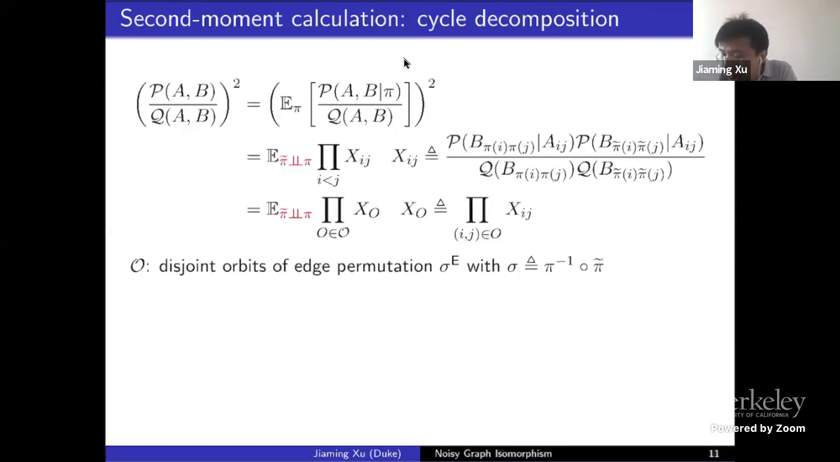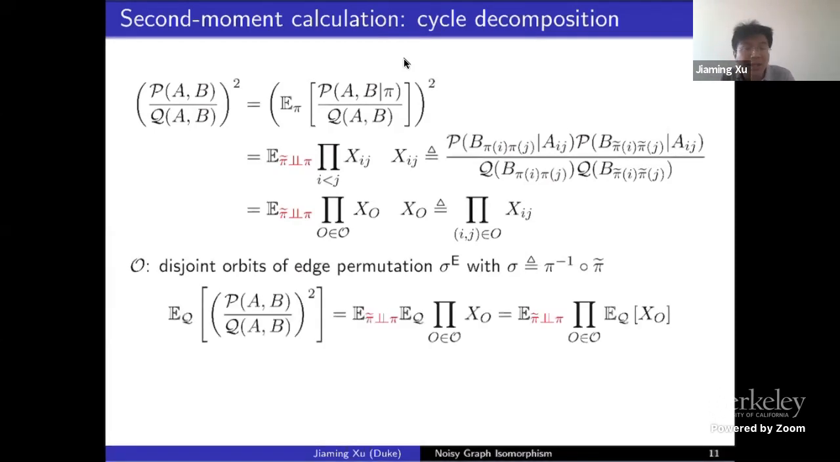The important thing here is that under the alternate hypothesis, the distribution P is a mixture distribution, mixing over this underlying latent permutation. So you plug in this mixture distribution and take the square, and this will naturally induce 2 independent copies of permutation pi tilde and pi, with the product of X_ij, and each X_ij is nothing but the likelihood ratio of the corresponding pair. And now with the cycle decomposition, we can regroup the product according to the edge orbits, the orbits of the edge permutation, where here I would mention sigma is actually just the difference between pi and pi tilde.